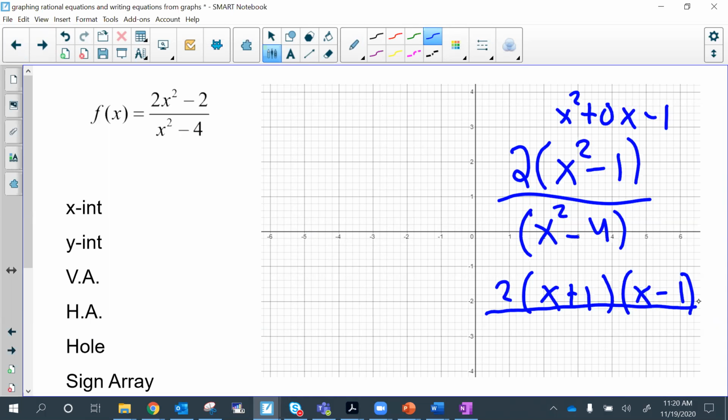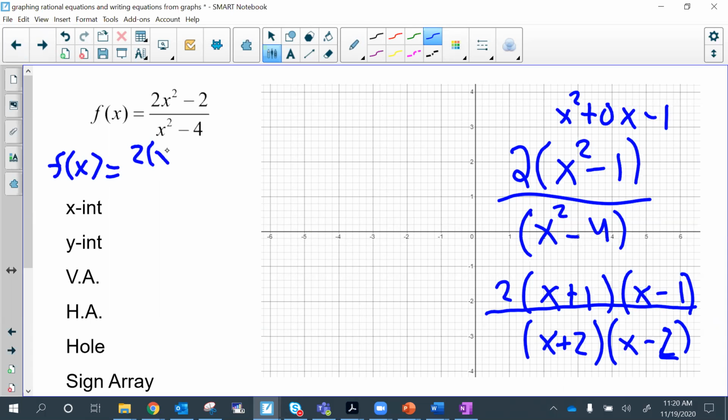All right, in the bottom, same idea. I'm going to have a difference of squares here. So I could say, what's the square root of 4? And that would be a 2 and a -2. So that's x plus 2, x minus 2. Or I could say, what multiplies to -4 and adds to 0? Again, it's 2 and -2. So more practice with factoring. And I'm going to get 2x plus 1, x minus 1. And then in the bottom, x plus 2, x minus 2.